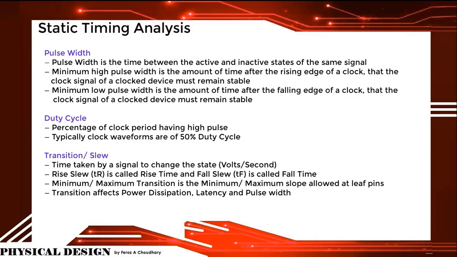Transition slew: time taken by a signal to change the state, that is volts per second. Rise slew is called rise time and fall slew is called fall time. Minimum maximum transition is the minimum maximum slope allowed at leaf pins. Transition affects power dissipation, latency, and pulse width.